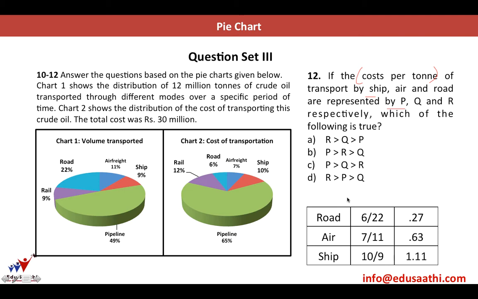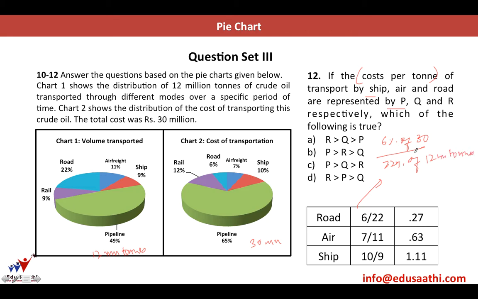Now for road, as I explained it to you, the cost is going to be 6 by 22. How did this 6 by 22 come up? So this is going to be 6% of 30 million, because this pie chart represents a total value of 30 million, divided by 22% of 12 million tons.